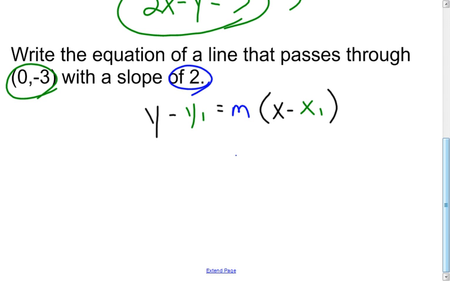So I'll put my slope in first. I'm going to put in my point second here. And then put in all the black. It never ever changes. So y minus equals, our parenthesis, x minus parenthesis. There it is in point slope form.